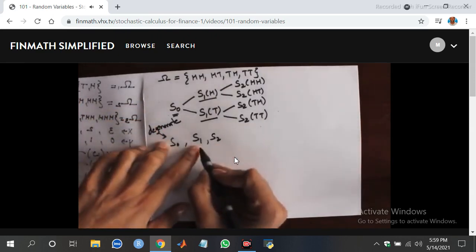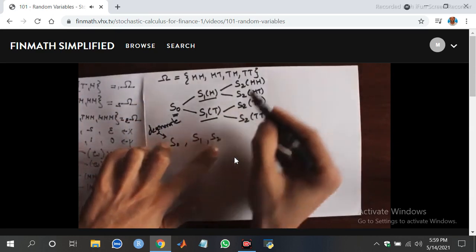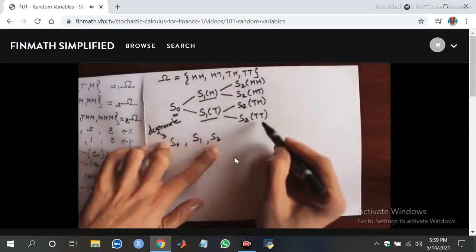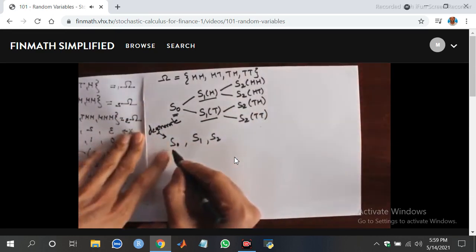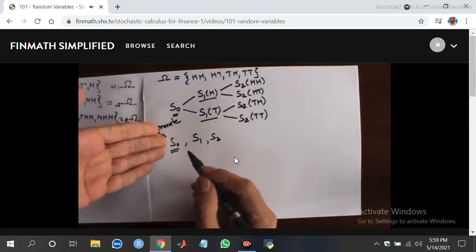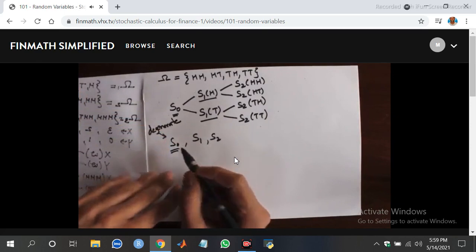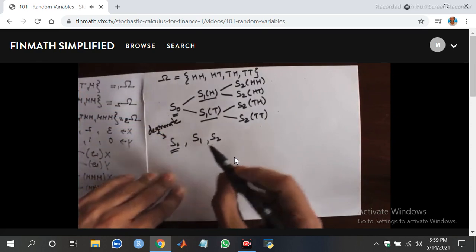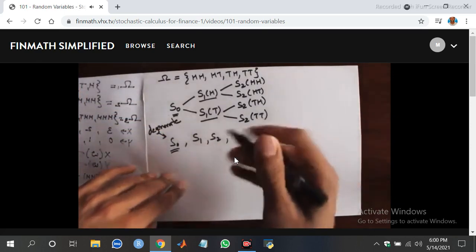Okay, so what we've done is we basically have defined 3 different random variables here. S1 depends on the first coin toss, S2 depends on the first 2 coin tosses. S0 basically is a degenerate random variable. It doesn't really depend on any coin tosses, and it's not really random, because the value is known at time 0. Likewise, we could just continue this experiment.